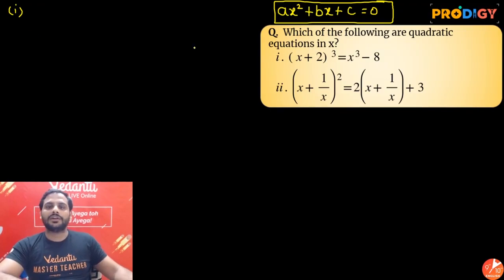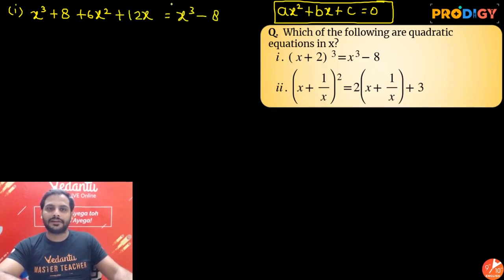All right. So what I can do, x plus 2 whole cube. So let's write a plus b whole cube. So a plus b whole cube will be a cube plus b cube, which is 8, plus 3a square b. So 3 into x square into 2 is plus 6x square, plus 3ab square. So plus 3 into x into 2 square. 2 square is 4, 3 times 4 is 12. So plus 12x is equal to x cube minus 8. So the x cube got cancelled. We are left with 6x square plus 12x. Minus 8 shifted there will become plus 8. 8 plus 8 is 16, equal to 0.